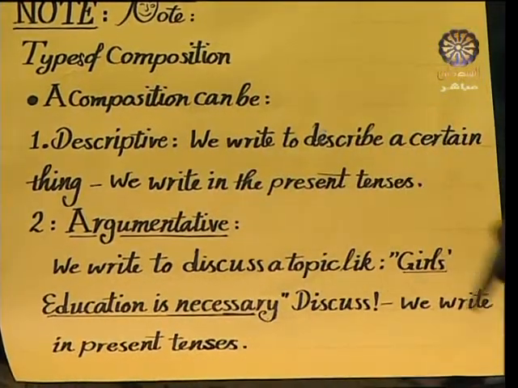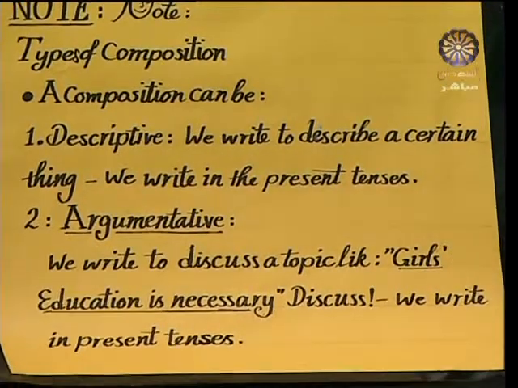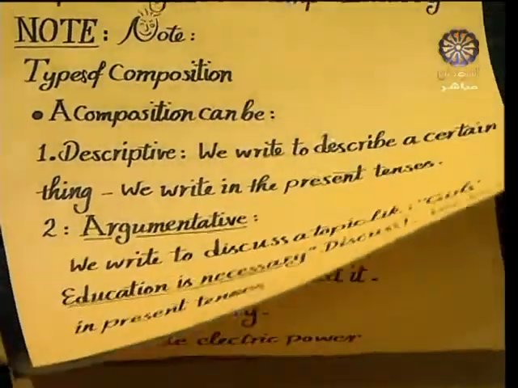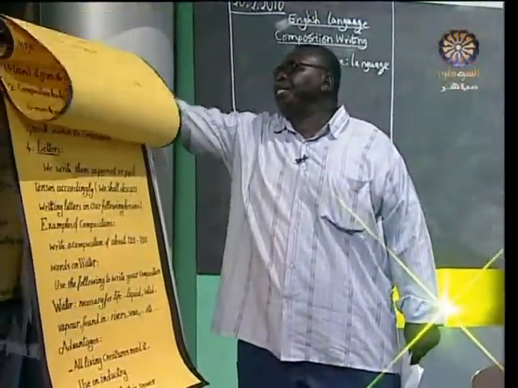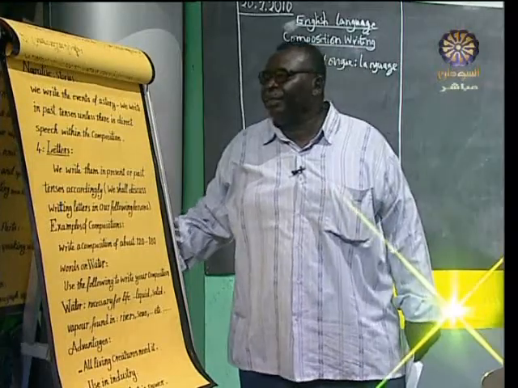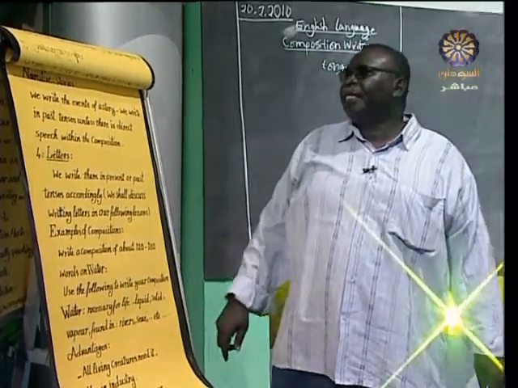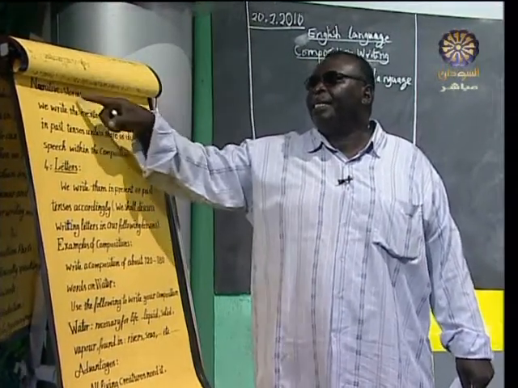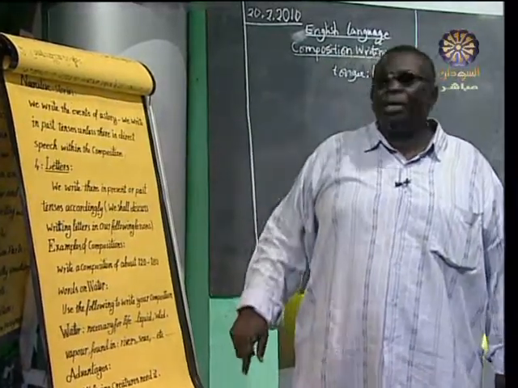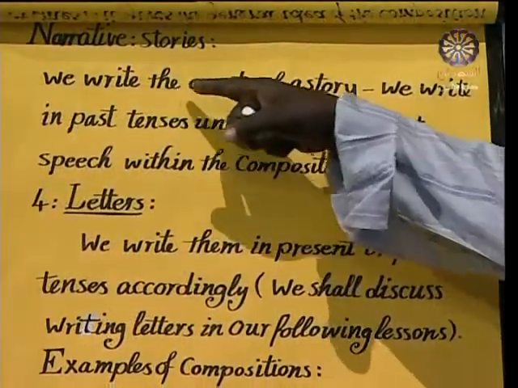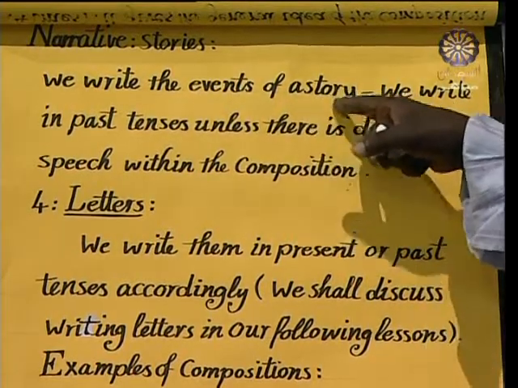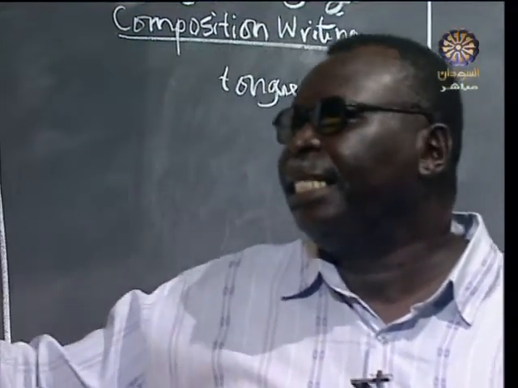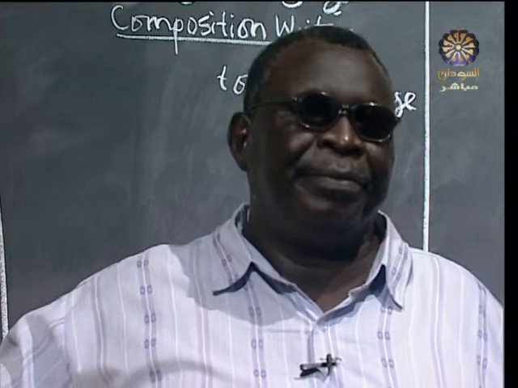For example, we can write about the topic which says, "Girls' education is necessary. Discuss." I must tell you that the writing of the argumentative composition is in the present tenses. Then we come to the third kind of composition, which is called the narrative. By the narrative, we mean the stories. Of course, when we come to write a story, we are going to write the events of the story. And then we write this kind of composition in the past tenses unless there is direct speech within the composition.